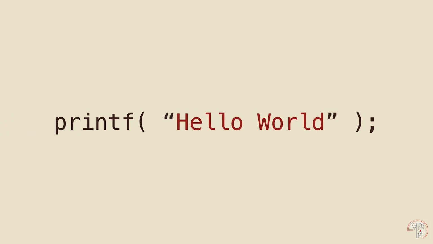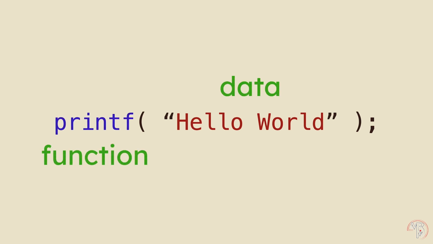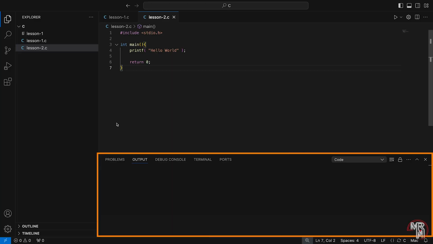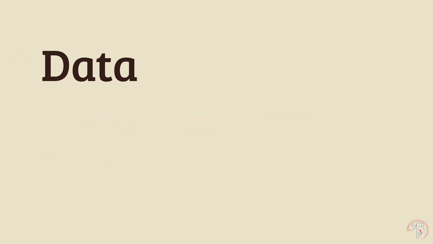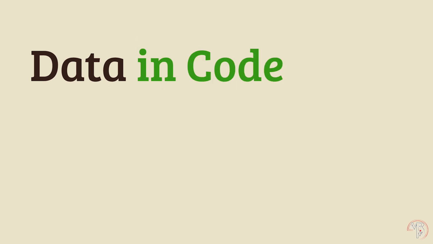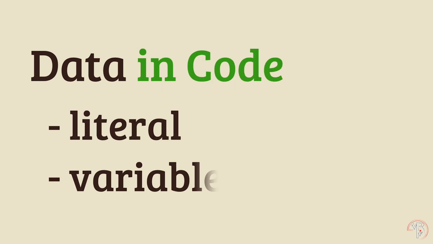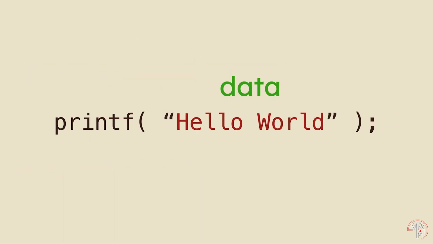In this example, this text hello world is the data, while this printf is a function that processes the data by displaying it in the console here. We'll talk about functions in more detail later, and for now, let's focus on the data. In code, data can take two forms, literals and variables. This text hello world is a literal, and to tell the computer where this literal begins and where it ends, we need to use these double quotes.